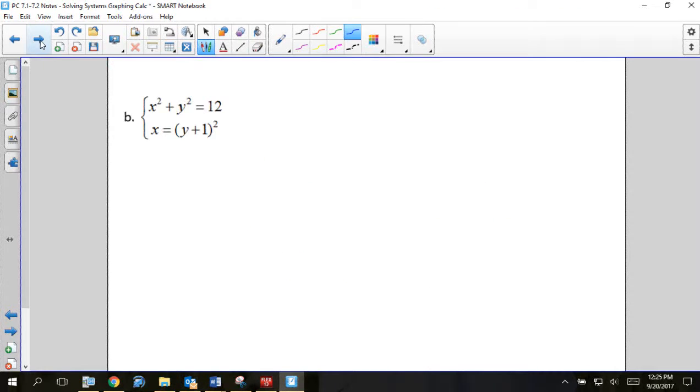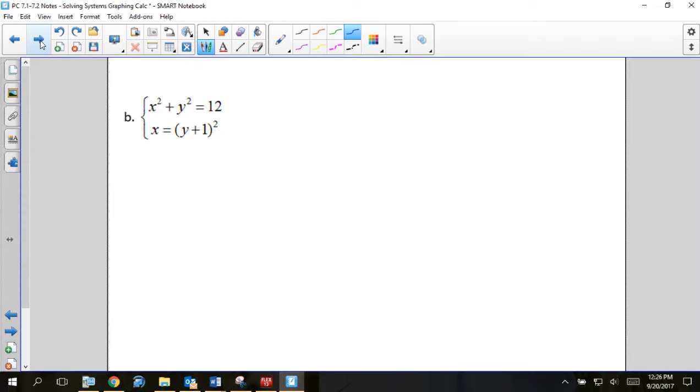Okay, so we left off here. We're going to graph these on the graphing calculator. So the first equation, do you know what it will look like? It will look like a circle. Good. How do you plug in x squared plus y squared equals 12 on a graphing calculator?